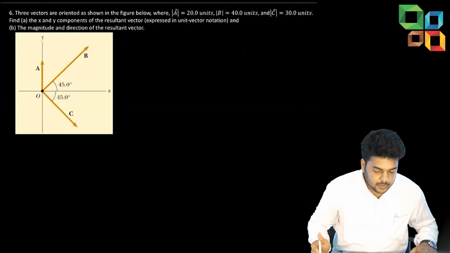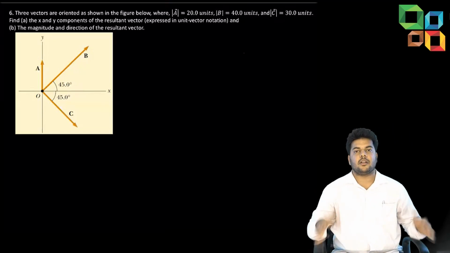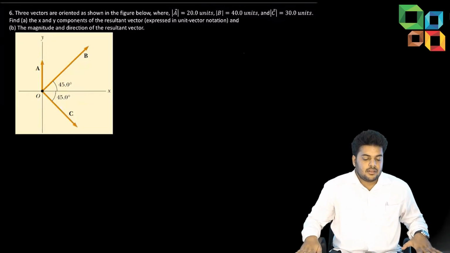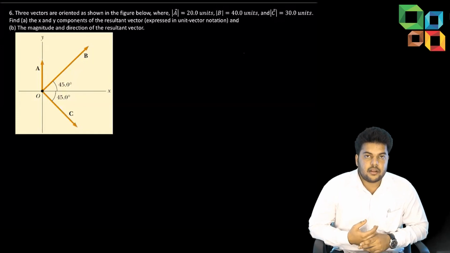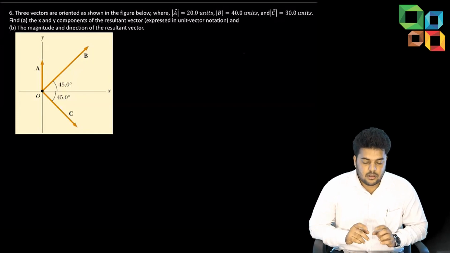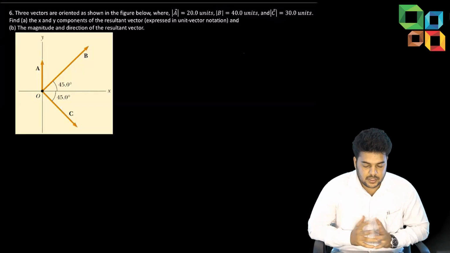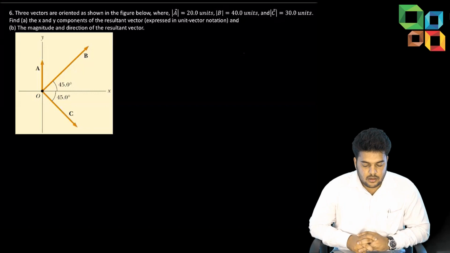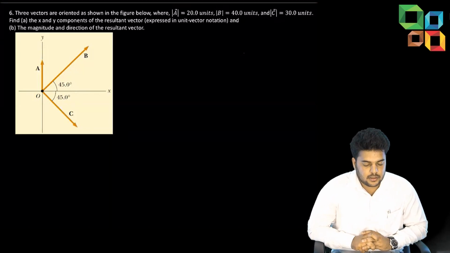Yes, last question for today, and then we'll go home. Three vectors are oriented as shown in the figure below. Look at that symbol: a vector between two lines means length. So the length of the A vector is 20 units, whatever these units are, feet, inches, doesn't matter. The length of the B vector is 40 units and the length of the C vector is 30 units.